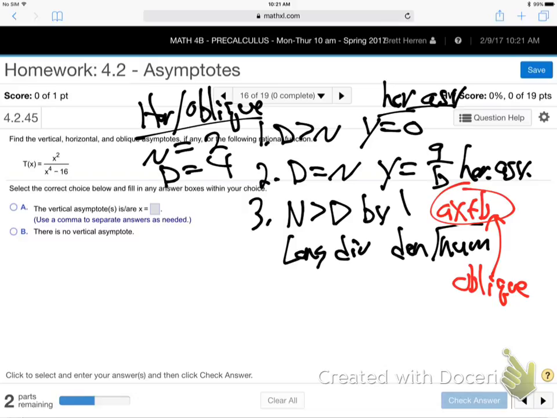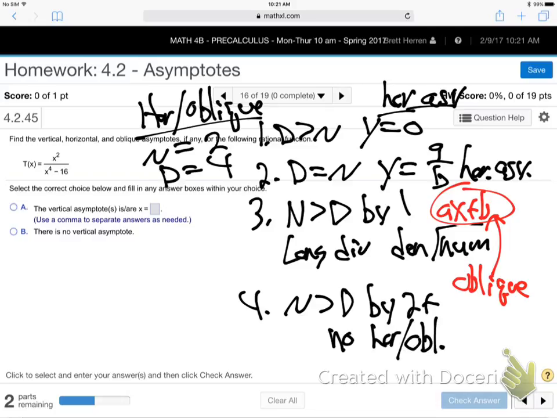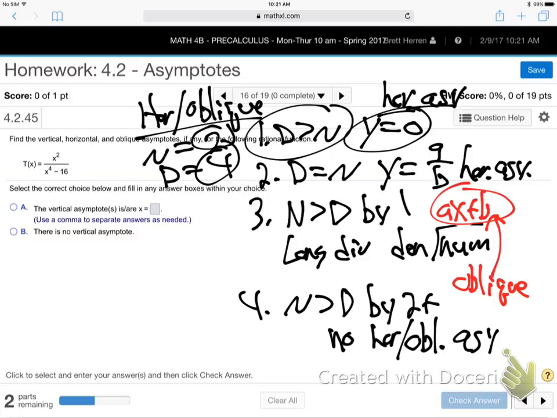And then case 4, if the numerator is greater than the denominator by 2 or more, no horizontal oblique asymptote. All right, so there's the steps again. So anyway, what do we have? Numerator is 2, denominator 4. Denominator is greater than numerator, so y equals 0. So the horizontal is y equals 0.